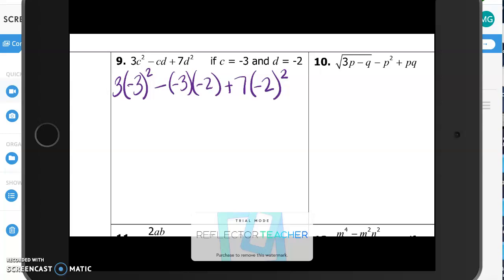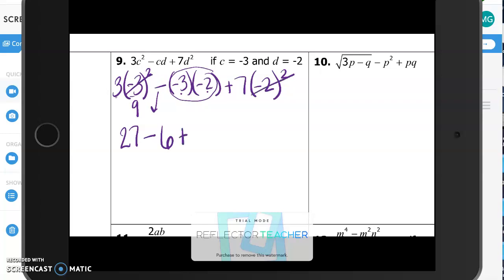So here, again, we don't multiply those two. We need to do -3 squared, which is positive 9. 3 times 9 is 27. Minus -3 times -2 is 6. So that minus sign is what got brought down. That's positive 6, so it stays -6.